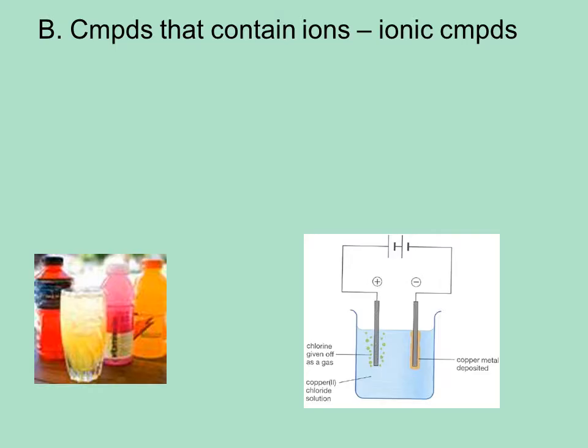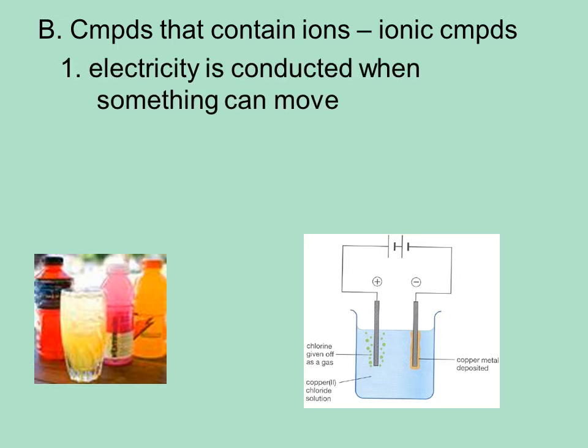So compounds that contain ions are called ionic compounds because they have ions. And ions are charged, just so you know that for electricity, anything needs to move. So electricity is conducted when something can move.